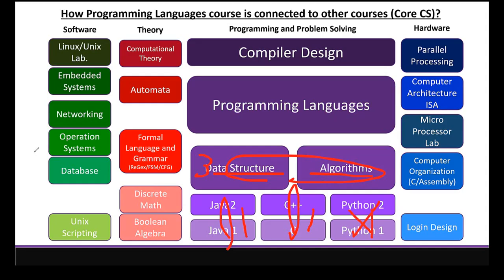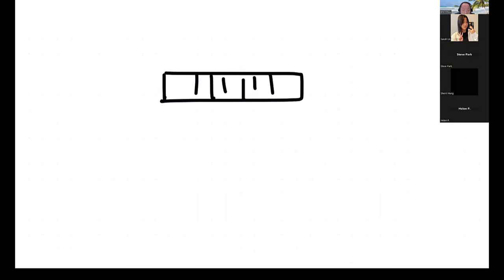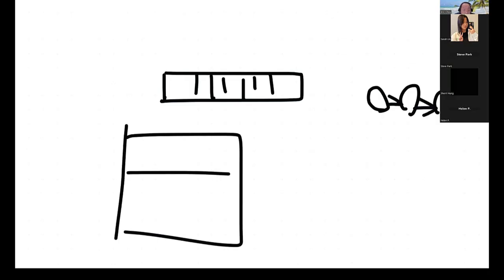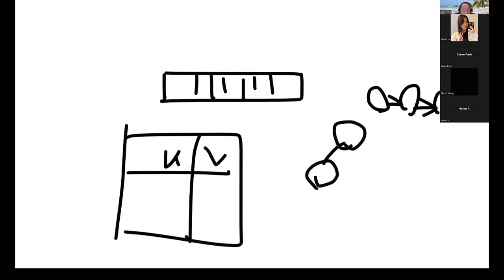In data structure and algorithm, what you learn is the organization of your data. That's called data structure. So you will learn what is array, what is list. You need to know how to draw this conceptual diagram. What is hash table, key and value? What is tree? What is graph?